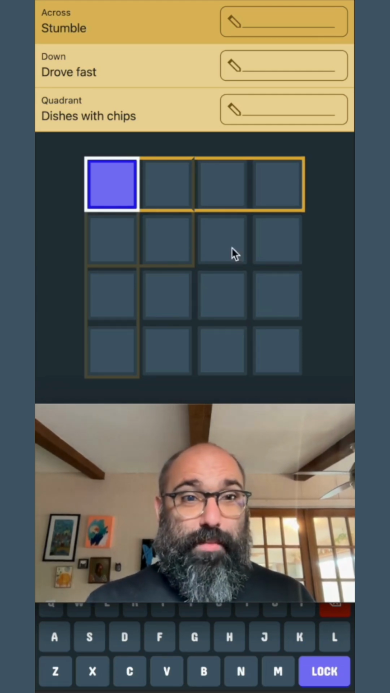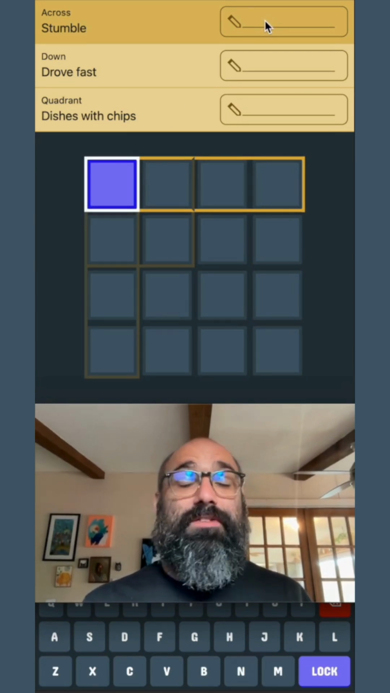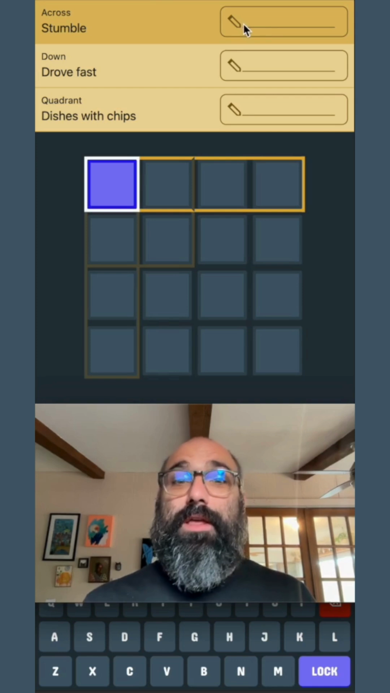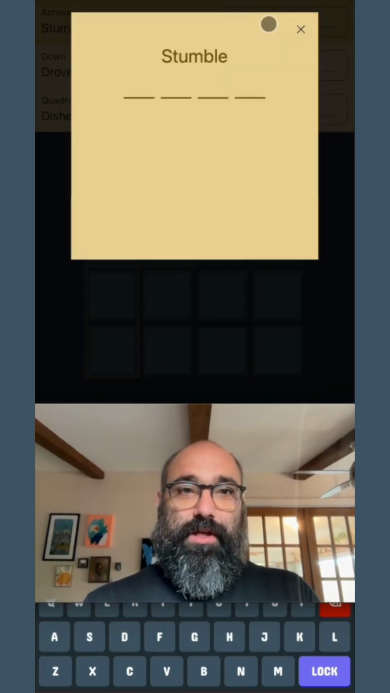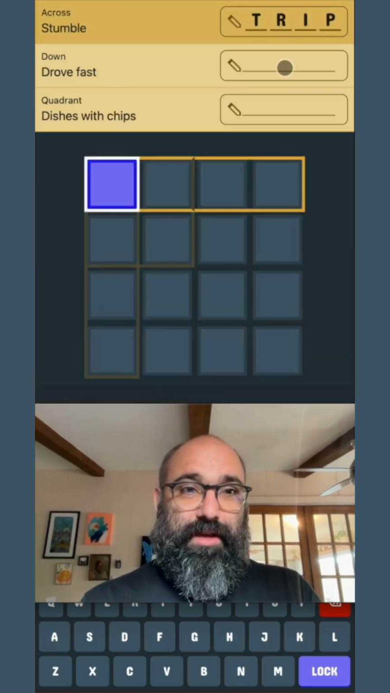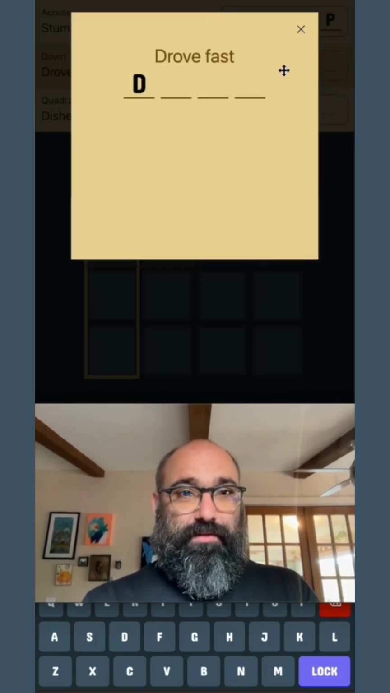As always, we got a 4x4 grid here, and we're going to solve crossword clues, but the answer is not going to be in the order that you might expect. So let's start with stumble. We can always click up here to put in our guess for that. I'm going to say trip and drove fast.